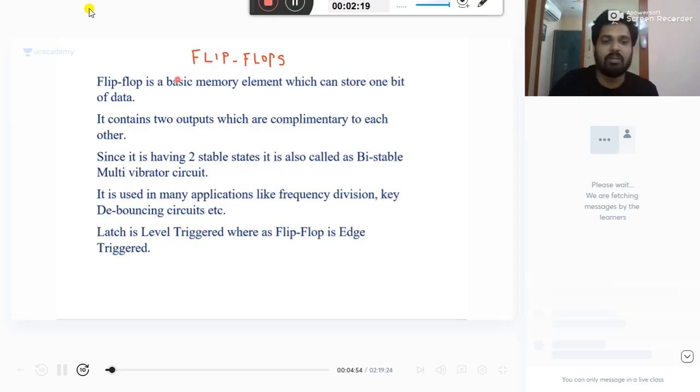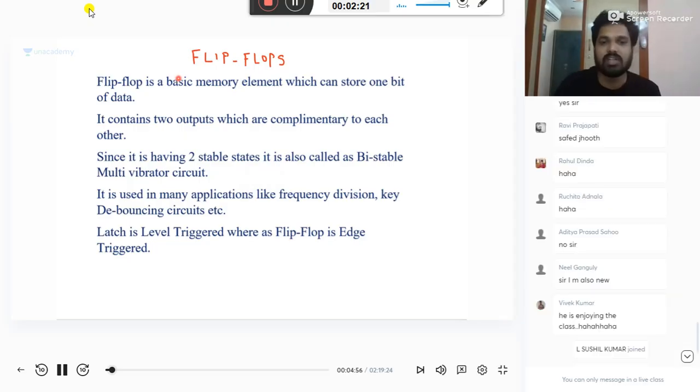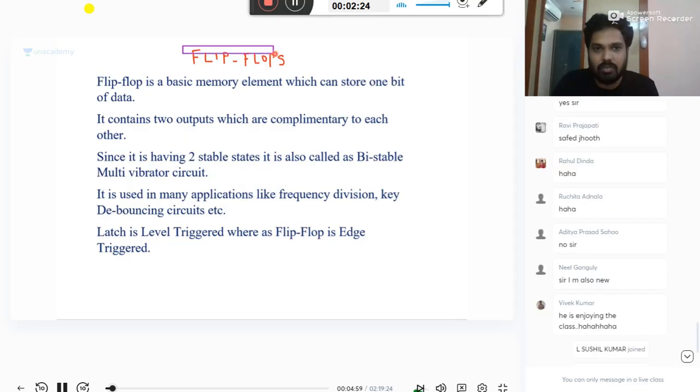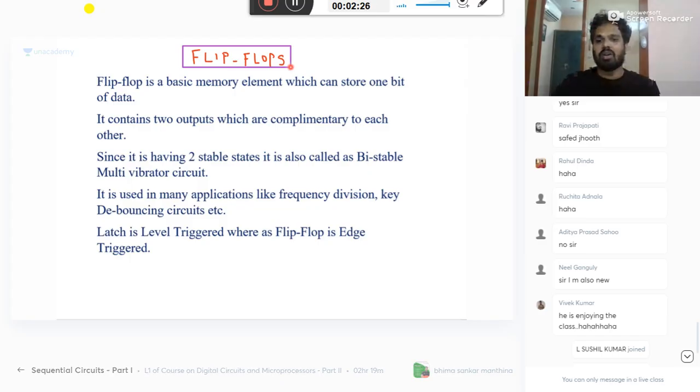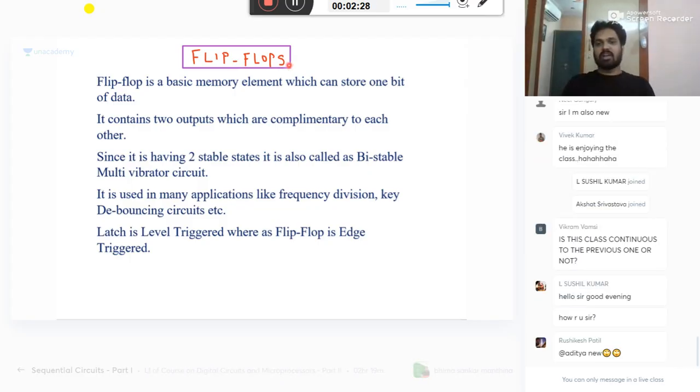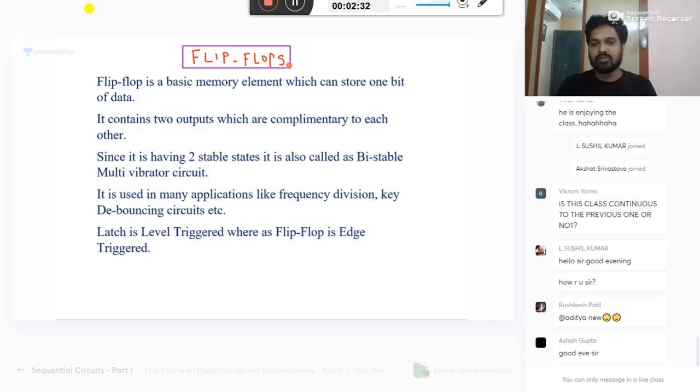Even if, but complete the previous parts. Previous 3 chapters I have completed in the part 1. Combinational circuits, Boolean algebra, number systems are completed in the first part. So those who are completely new to the class, please go through that. But that is not a prerequisite here. Mostly you will be able to understand. Ashish, good evening. So let's start.